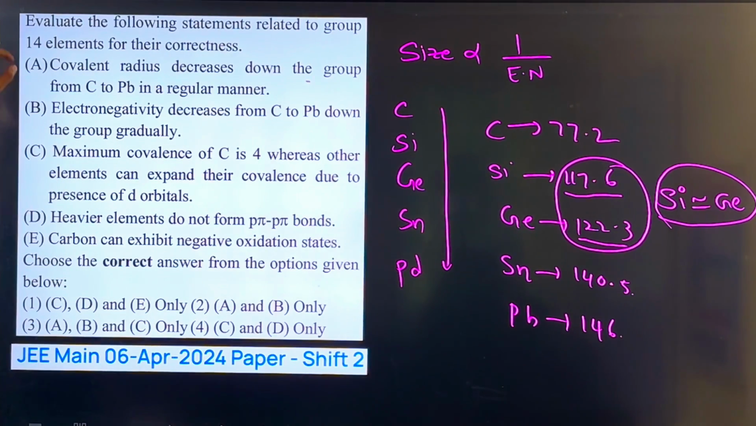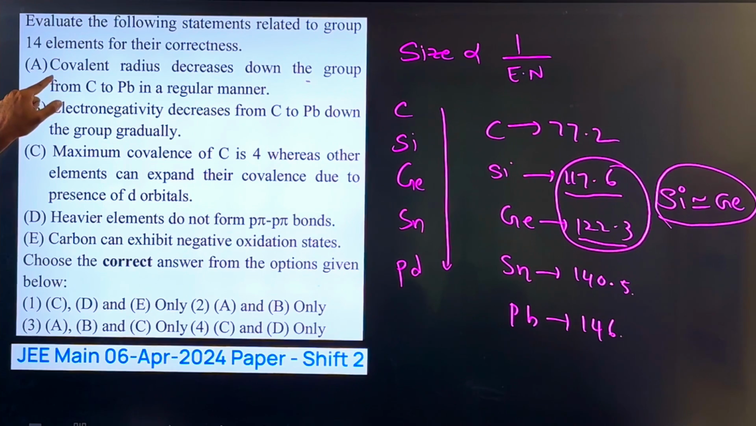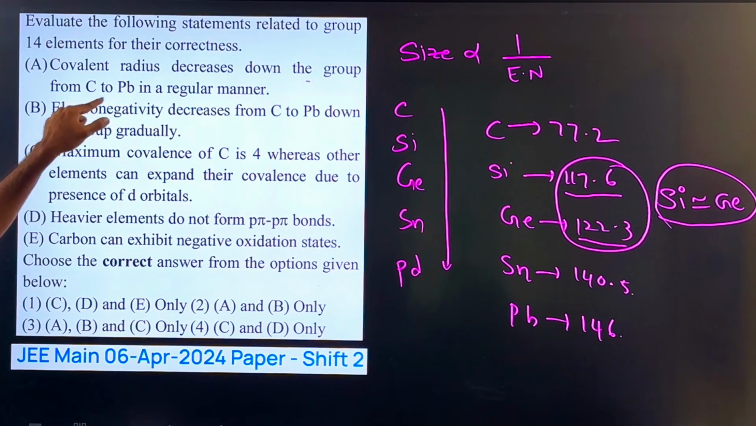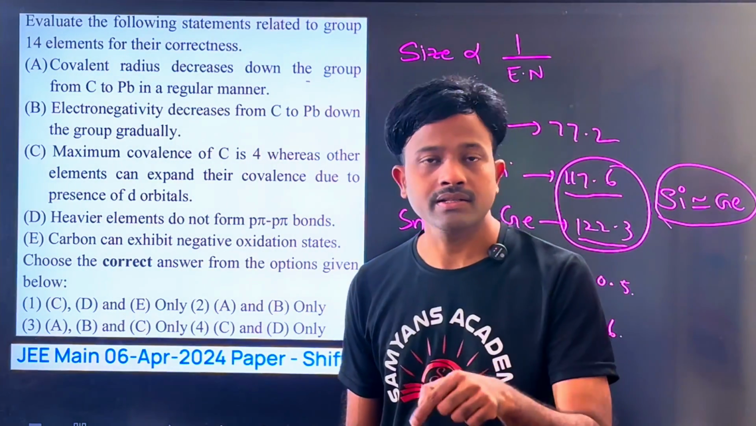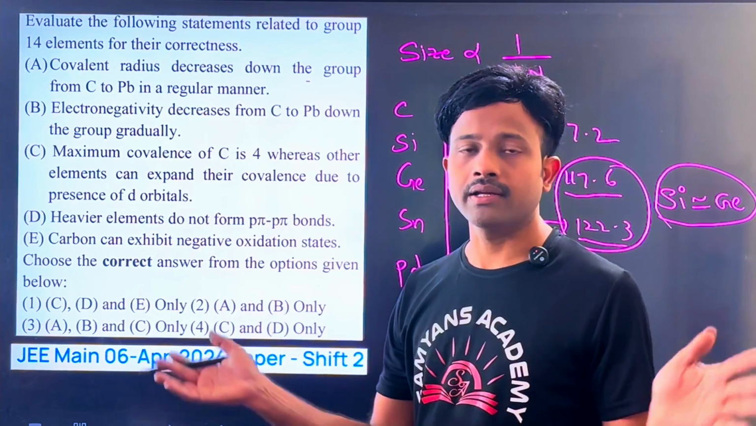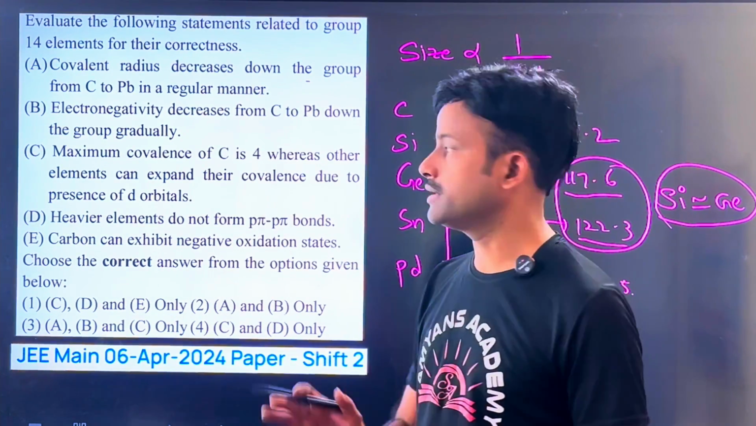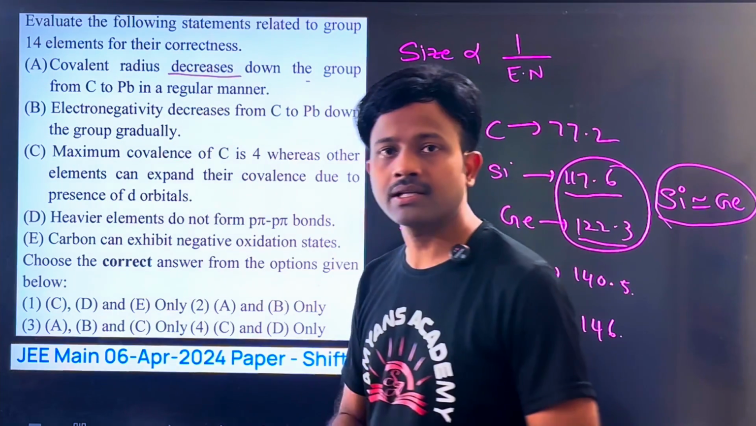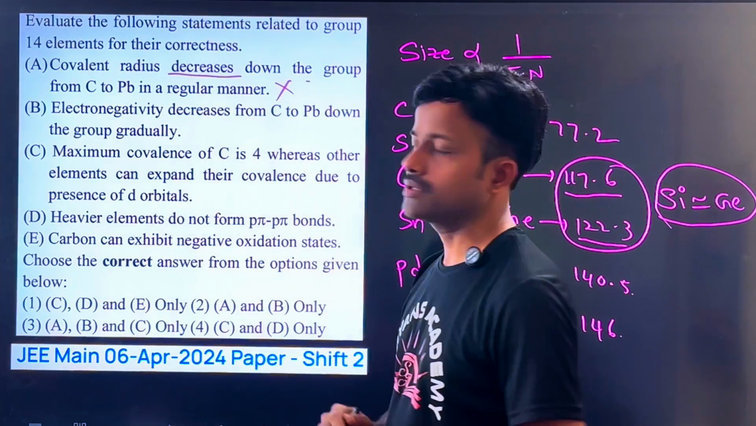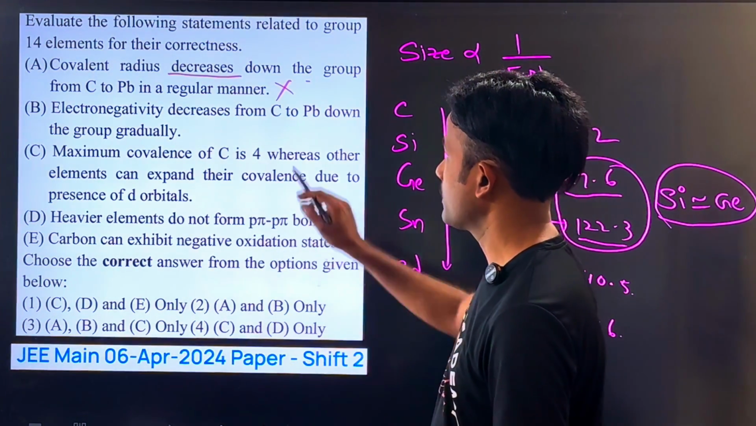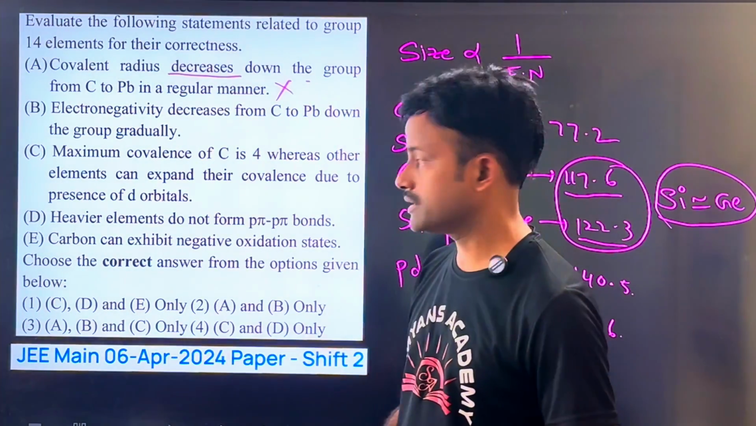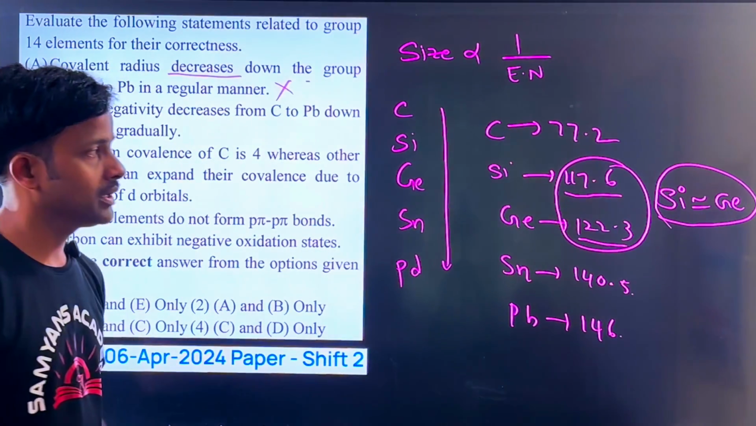Okay. In this question, evaluate the following statements related to group 14 elements for their correctness. Covalent radius decreases down the group from carbon to lead in a regular manner. But already you know that down the group size increases, not decreases, due to the increase in the orbit number. Here it is given as decreases. Is it correct? No, it is not correct.